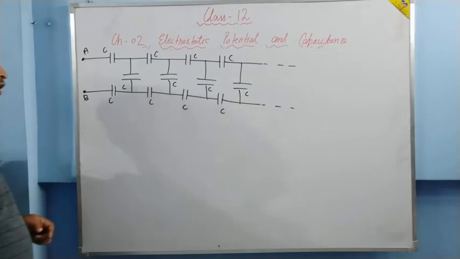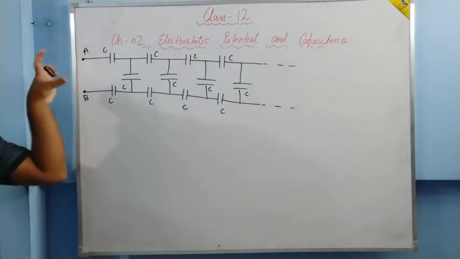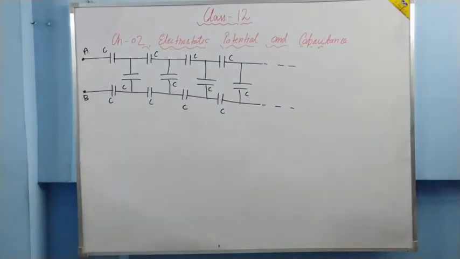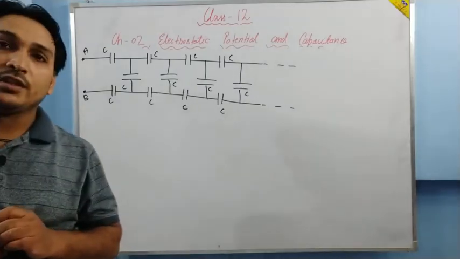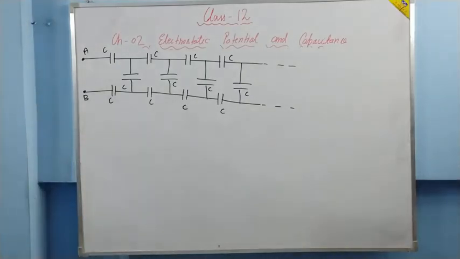Now what do we need to find out? The equivalent capacitance between point A and B. This is the question. This kind of question is called an infinite ladder question. It looks like a ladder. That's it. Now, how can we calculate it? How can we solve it? It seems very difficult, but using one approximation, we can solve it very easily.